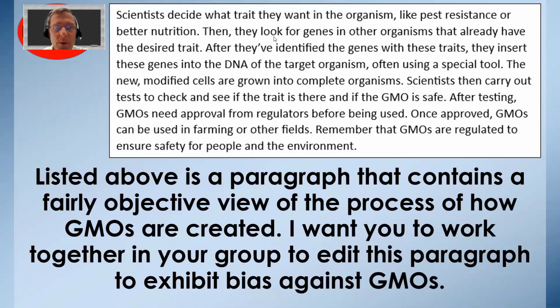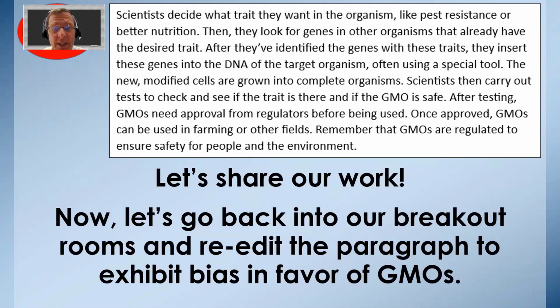Okay, so I want you to go through this paragraph here. Okay, and you can do this on your own. You can do it for homework. This is a fairly objective view of how GMOs are created. I want you to rework it and edit it so that it exhibits bias against GMOs. And then I want you to do the same thing, but I want you to exhibit bias in favor of GMOs. Okay?